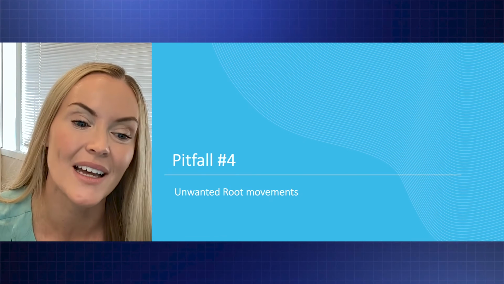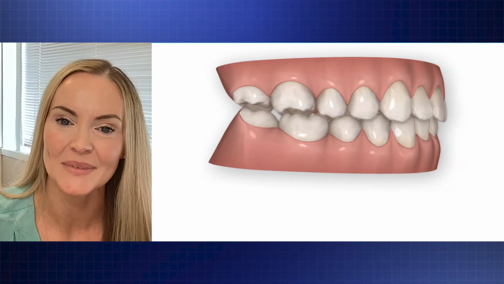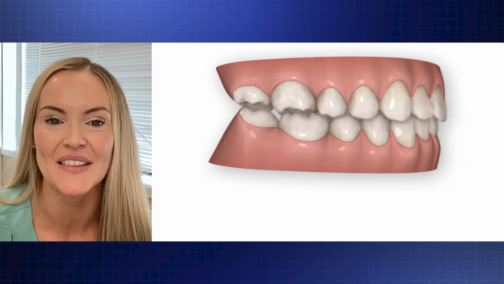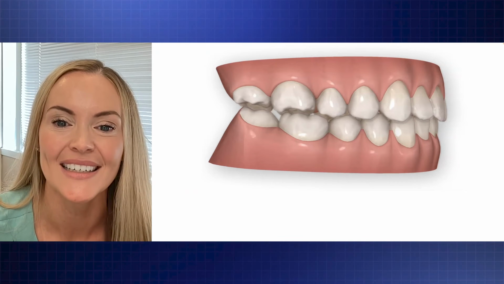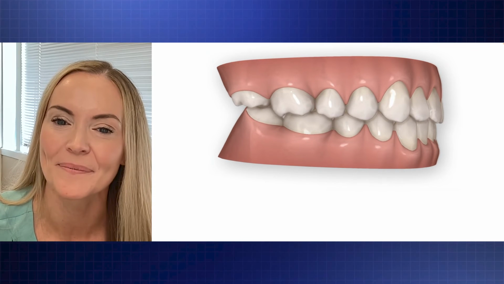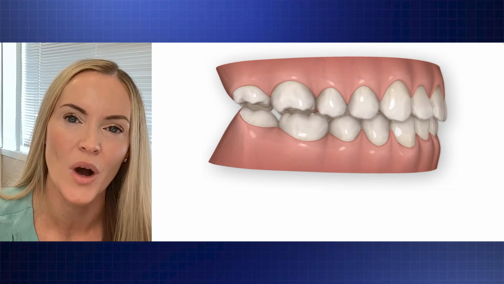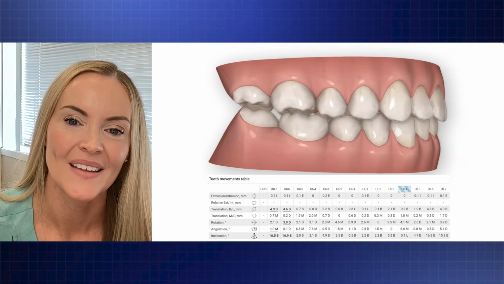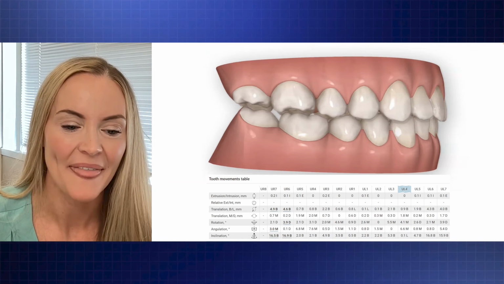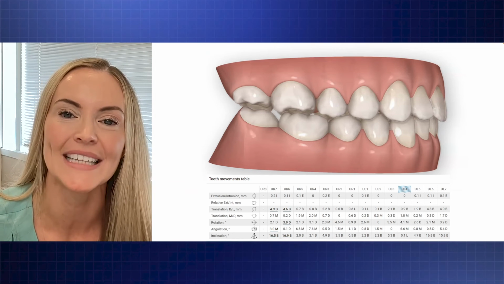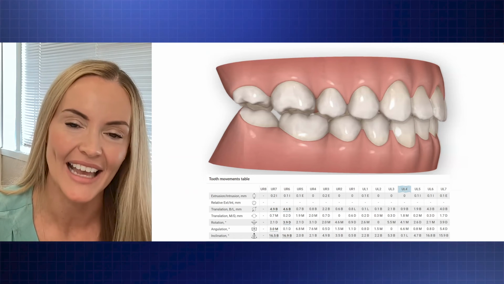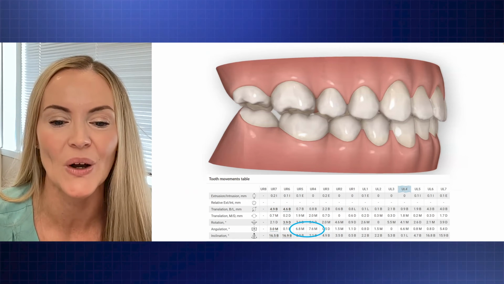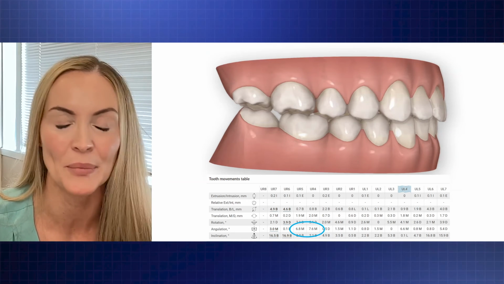Pitfall number 4 is unwanted root movements, because sometimes you can't quite tell what's going on under the surface. Here is an example, a patient that was ready for an additional series of aligners, and there's some movement. Now watch the second premolar. If you look at the tooth movement table, that second premolar has 7 degrees of mesial root tip. And I did not catch that at the time that I approved this case. I used attachments, allowed all the default protocols, and I missed that tip on the premolar.